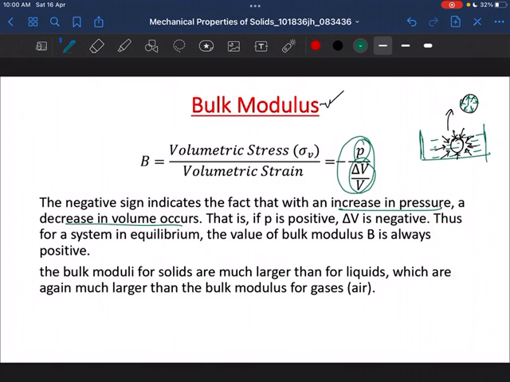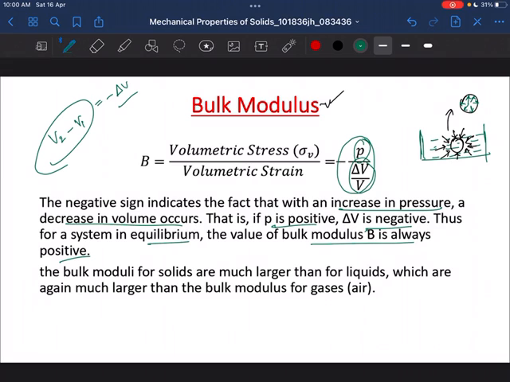That is, if P is positive, then del V will be negative. It is an obvious thing that with more pressure, V2, the volume 2, will be less than V1, the initial volume. So V2 minus V1, that is del V, will be negative. Thus for a system in equilibrium the value of bulk modulus is always positive. If any system is in equilibrium, the value of bulk modulus will not be negative, it will remain positive.